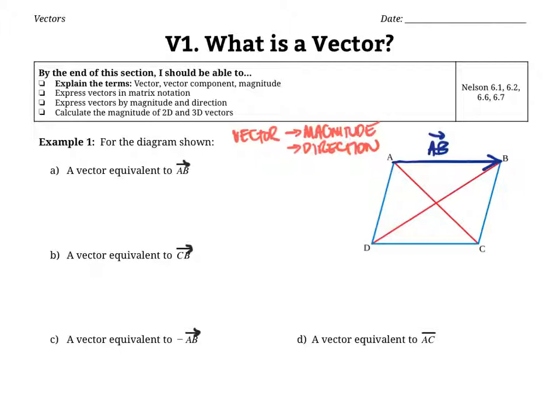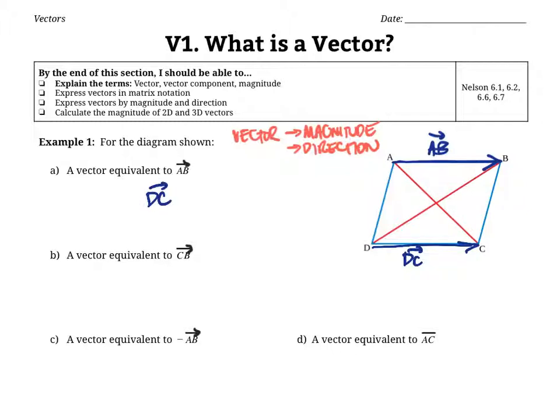And this looks like a parallelogram. I think we can assume it's a parallelogram. So if you look at DC down here, if we did an arrow there, it would look like it's the same thing, right? I can move that vector DC on top of AB and it would look like it's the exact same vector. So an equivalent to AB would be DC with the arrow on top.